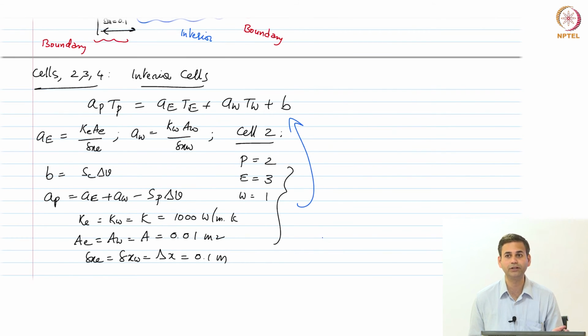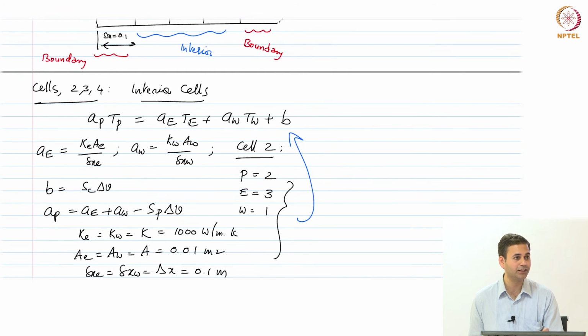You would get an equation in terms of what? T2, T1 and T3, right? Because you will replace what is TP, T east and TW. You will get an equation in terms of T1, T2, T3 for cell 2. Similarly, for cell 3 you can do the same, cell 4 you can do the same.